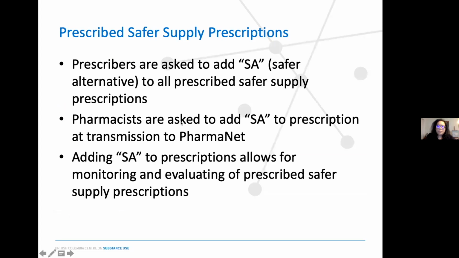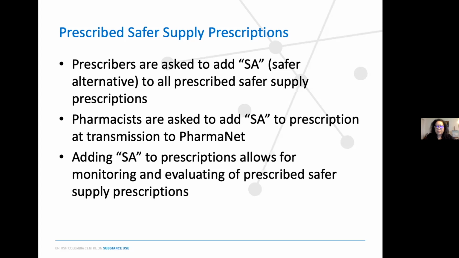So prescribers, the main thing here, which I wanted to bring up, and it's been missing from what I understand when conversing with individuals that are looking at data, prescribers are actually asked to add SA, or safer alternative, to all prescribed safer supply prescriptions. And then on the pharmacy end, we are also asked on our pharmacy software that when we transmit this prescription, we enter that code SA.